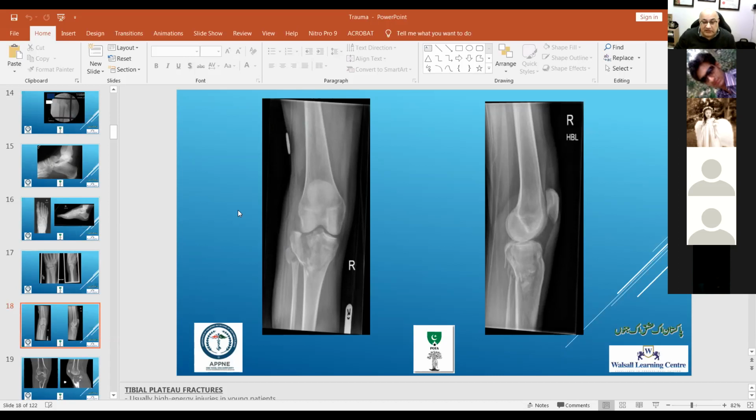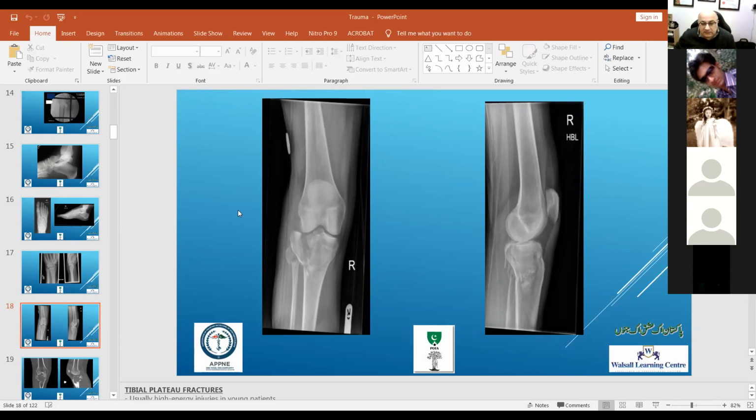Right, sir. Okay, so this is a 42-year-old, 43-year-old, I don't remember, like this. He fell from a horse while he was horse riding, and then the horse, I think, fell on top of him, something like that. So he came in with a swollen bruised knee. This is the X-ray that was taken in the A&E.